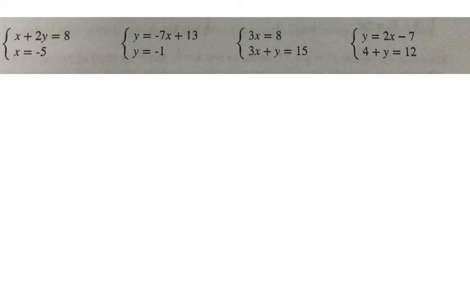So what we're doing today is we are still looking at systems of equations. We're going to go away from the word problems. So these systems have already been written for us. But today we're going to learn a different way to solve systems of equations.